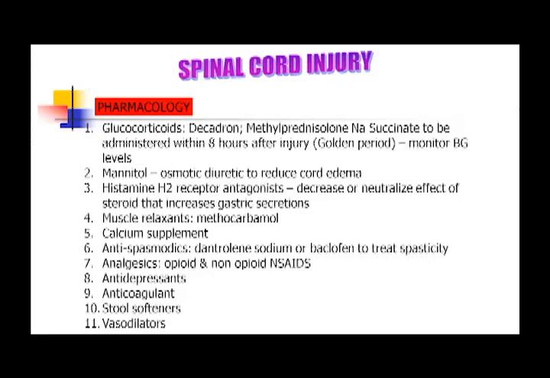We also have analgesics for pain, either opioid or non-opioid medications, or it can also be in the form of NSAIDs. Antidepressants, if there is an effect on the mood of the patient, the behavior of the patient. Anticoagulants to prevent any clot formation brought about by immobility. Immobility, again, could lead to formation of blood clots. Stool softeners, this is for constipation, and vasodilators as well are given to these patients to promote circulation.